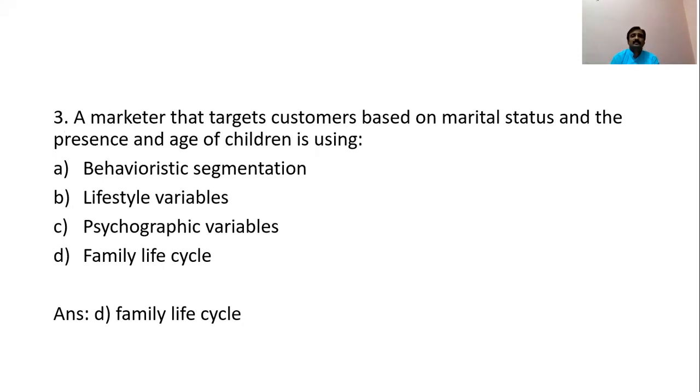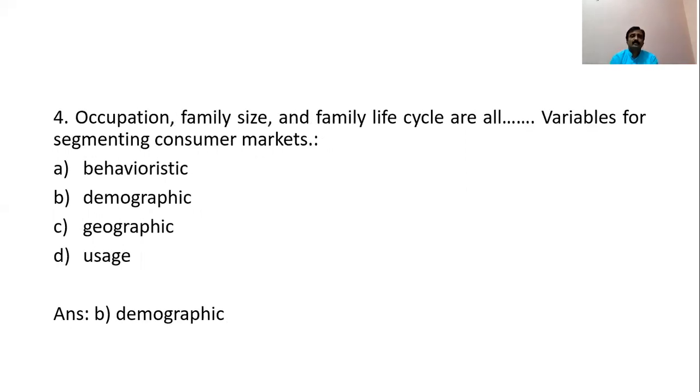A marketer that targets the customer based on marital status and the presence and age of children is using: behavioristic segmentation, lifestyle variables, psychographic variables, or family life cycle. It is purely marital status and the presence and age of children, where we use the concept called FLC, that is family life cycle. Hence the answer is family life cycle. Occupation, family size, and family life cycles are all dash variables for segmenting the consumer market: behavioristic variable, demographic variable, geographic variable, or usage variable. Hence, the answer is demographic variable. In the case of demographic variables, we classify markets by occupation, family size, and family life cycles.